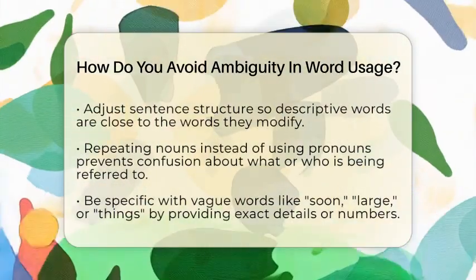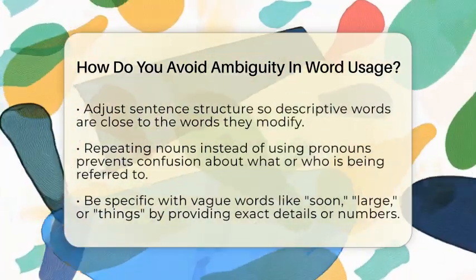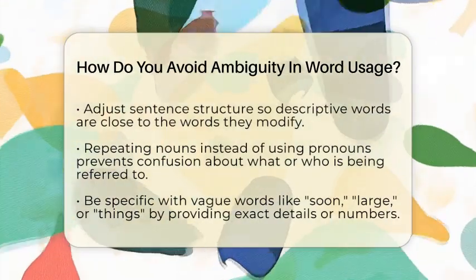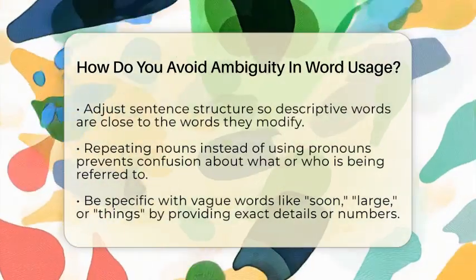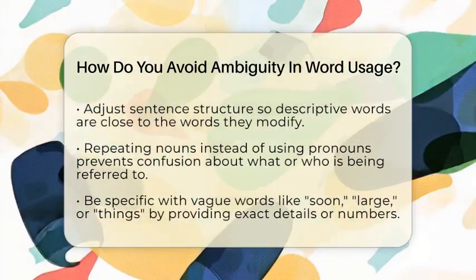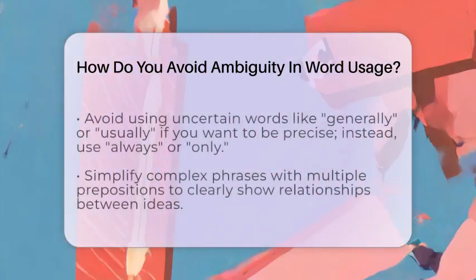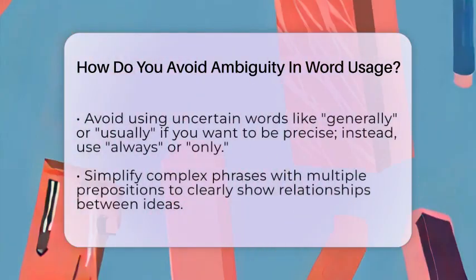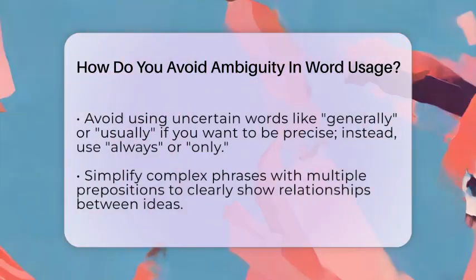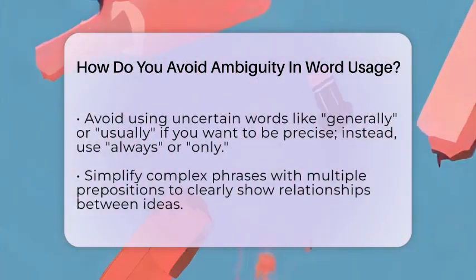Vague words like soon, large, or things are tricky because they leave room for interpretation. Be specific. Instead of soon, say within 24 hours. Instead of large, say 20% bigger. Clear numbers and descriptions help your message stay precise.